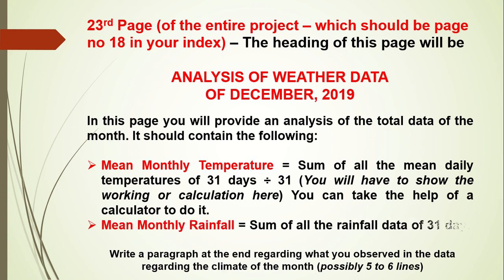And the second thing which you need to show is that all the rainfall data which was there in the paper cutting, you have to add all that rainfall data of the 31 days and divide it by 31. And after doing this on that particular page, at the end you need to write a paragraph regarding what you observed in the data for the climate of the month, possibly 5 to 6 lines.